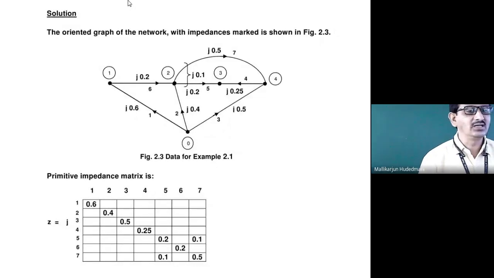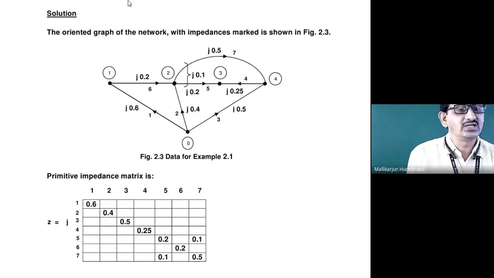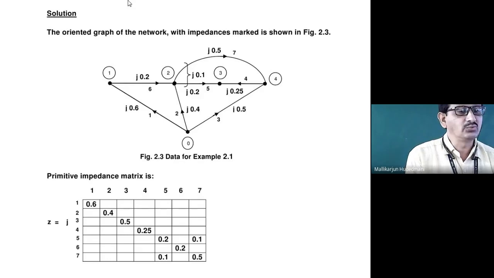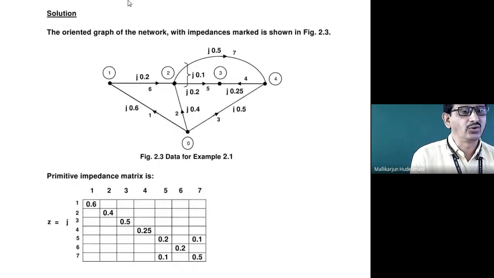Like that, you can see Z matrix equals j, taken outside the matrix because j is there everywhere. What is 1 cross 1? Elemental impedance, element number 1, Z11. What is Z22 for you? It is 0.4. Look at element number 2, connected between ground and 2, j0.4. It is put diagonally. What is element number 3? Which is 0.5, 0.25, 0.2, 0.2, 0.5. Look only at the diagonal.